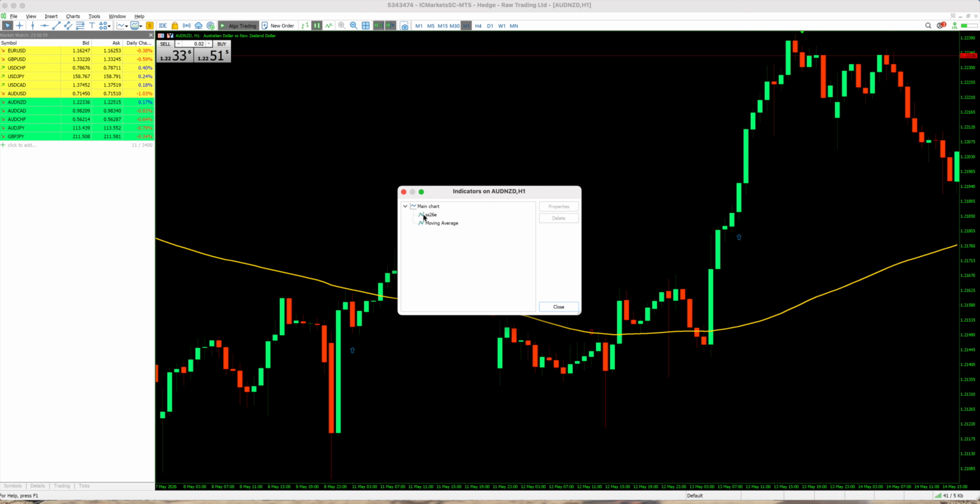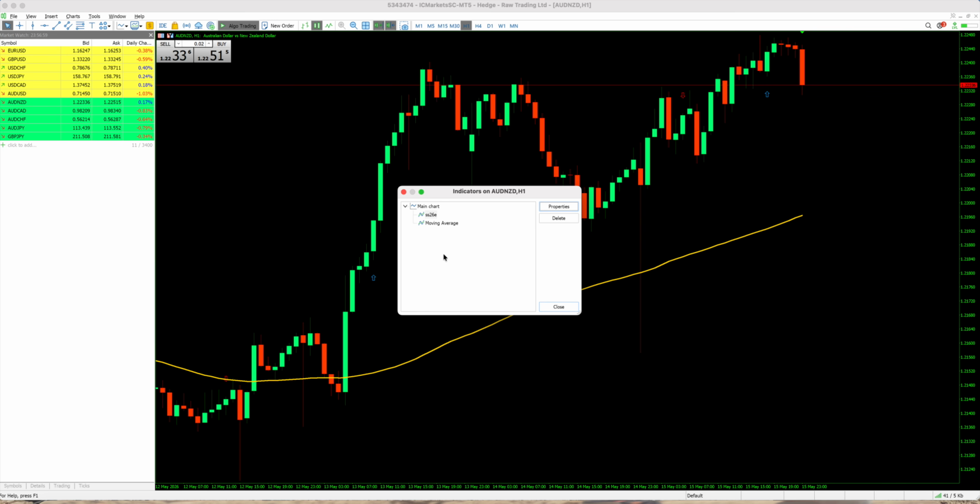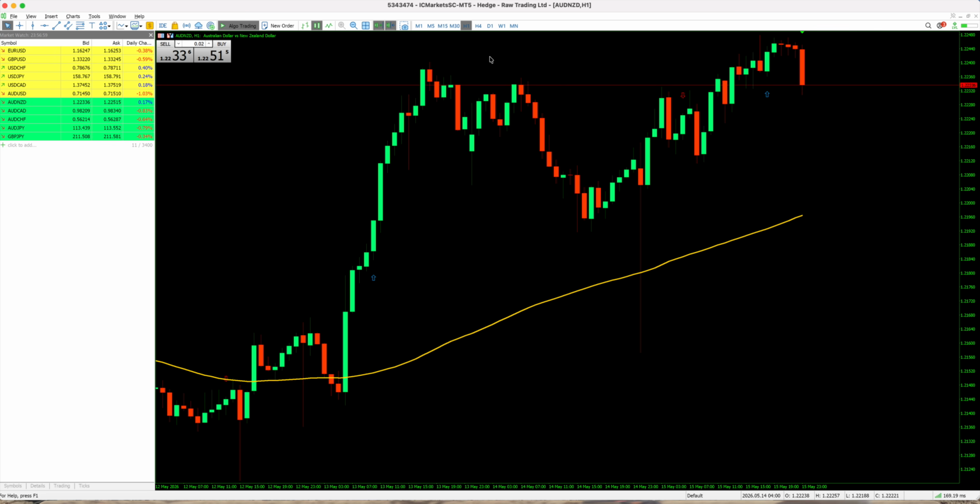In the indicator list, you can see I have SS26. These are the properties of SS26 that give you send email, a double alert and push notification, colors, everything you can customize. Okay, and you have the simple moving average 100. The best time frame to work on is the 1 hour time frame.